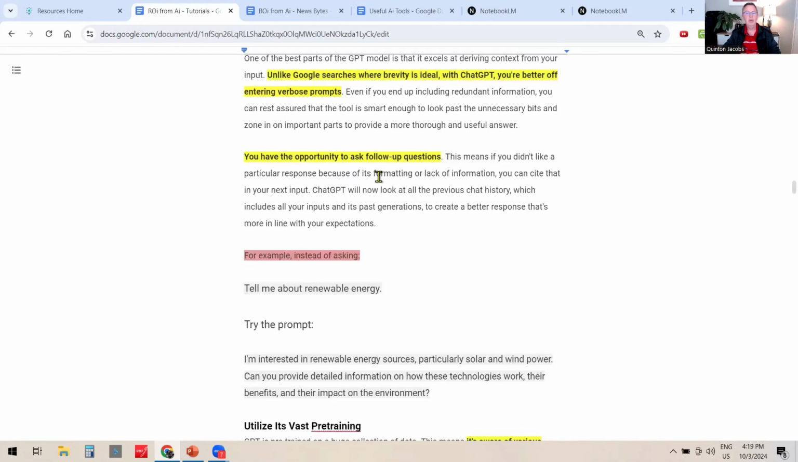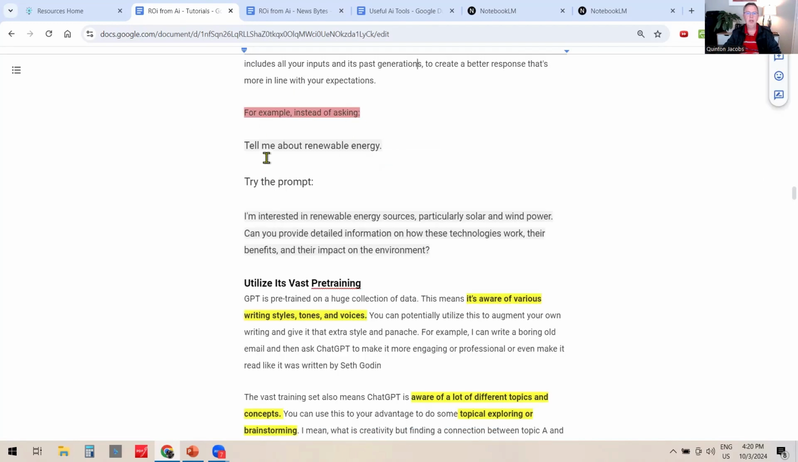And remember that you have the opportunity to ask follow-up questions. So basically, if it gives you an answer, you can always say, tell me more about this specific aspect of what you said, and then it will generate, along those same lines, a better answer for you.